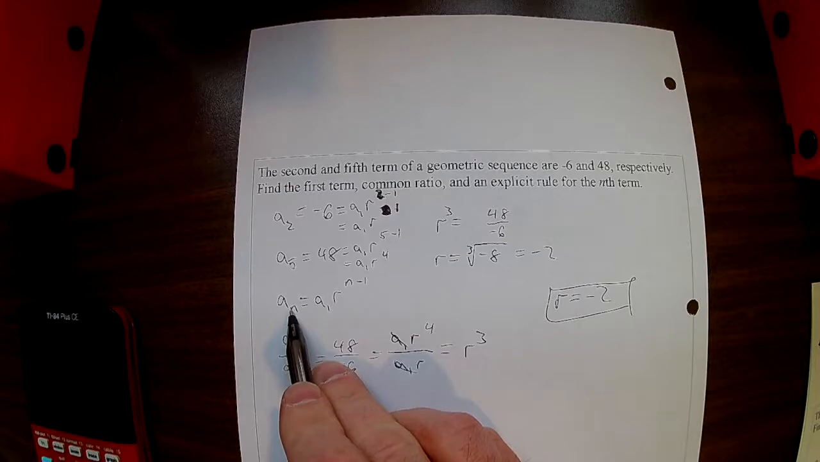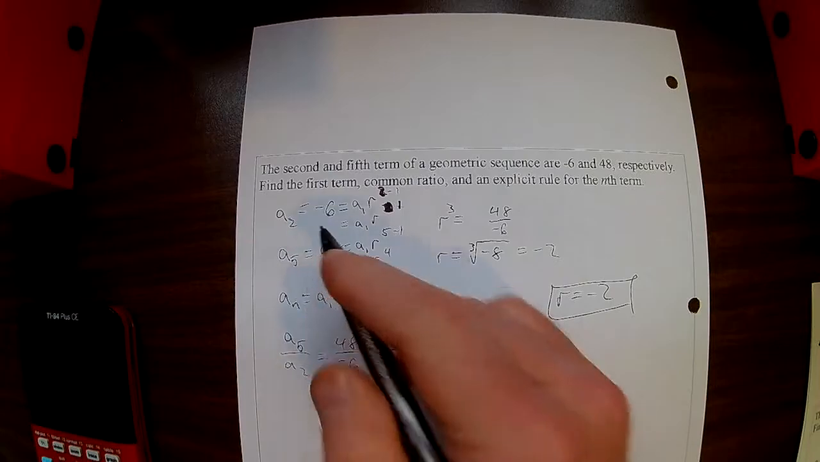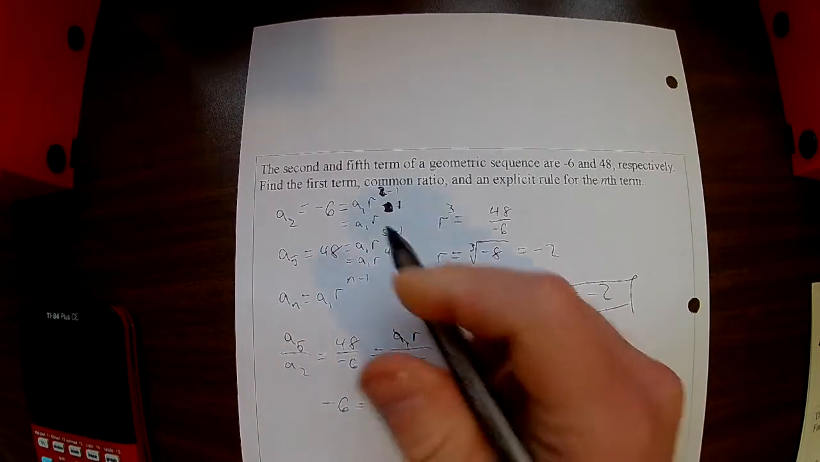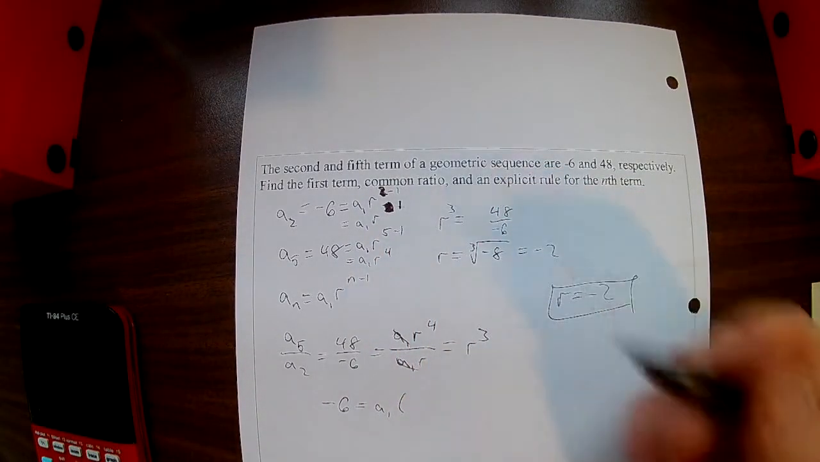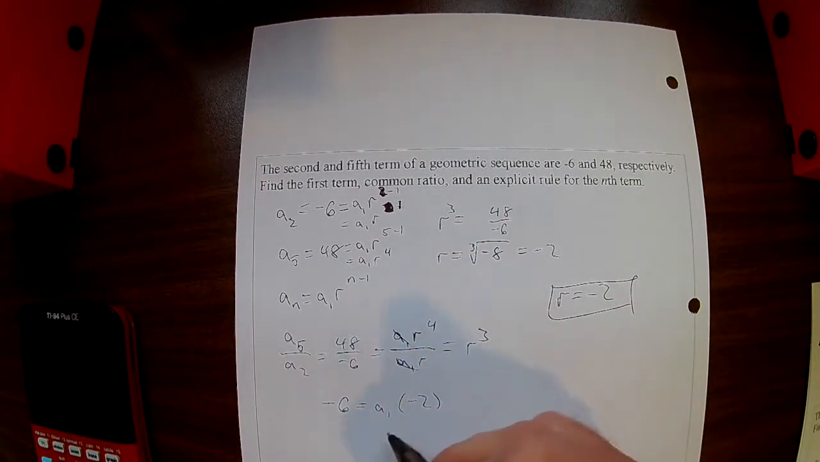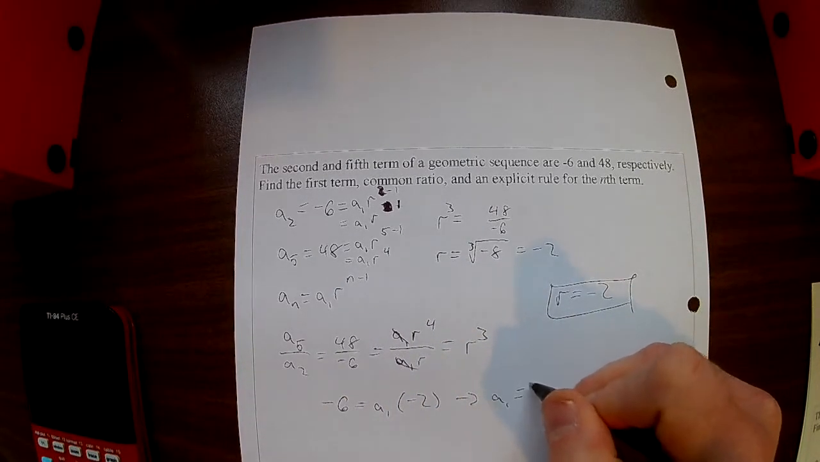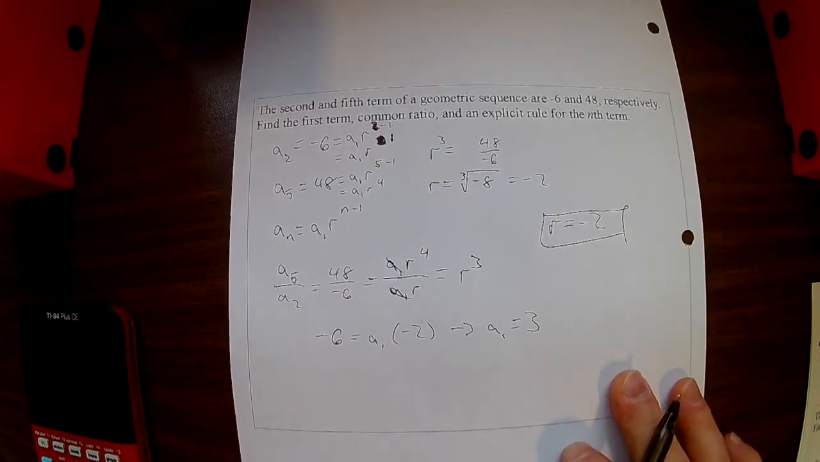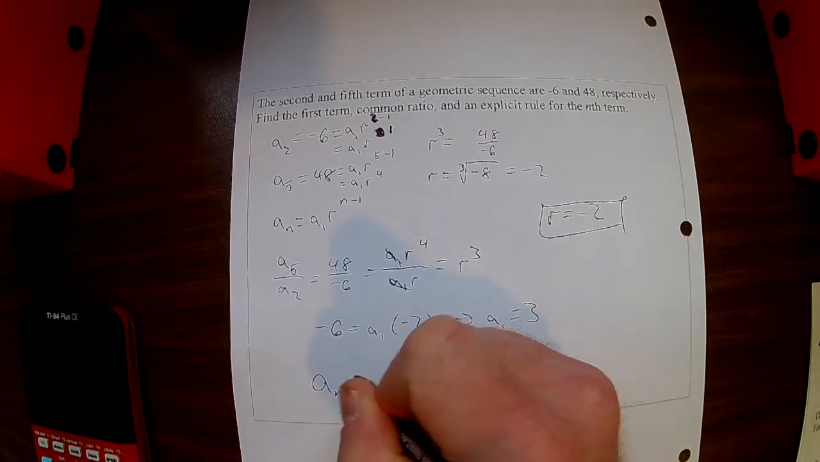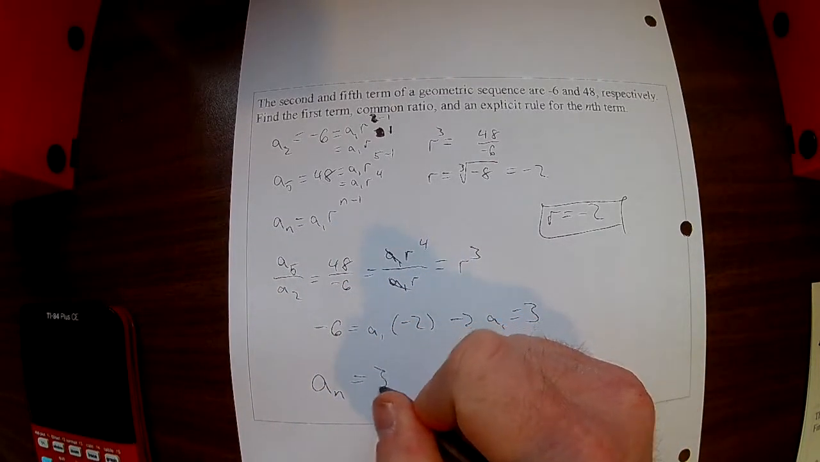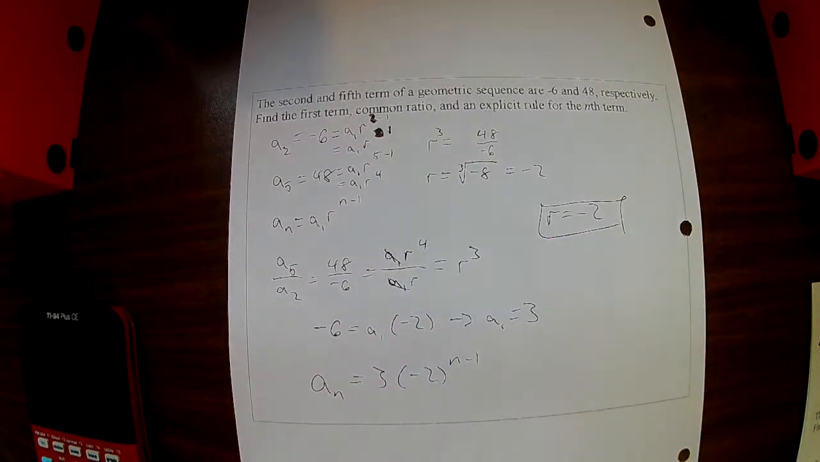Well, again, a sub n is a1 r to the n minus 1. Let's just choose the easiest one that we have. -6 is equal to a1 times my common ratio of -2. Divide by -2, and that means a1 is equal to 3. Very cool. Now, if only I had a way to plug stuff in. a sub n is equal to a1, 3, times r, -2, to the n minus 1. Yeah, cool. That's fun.